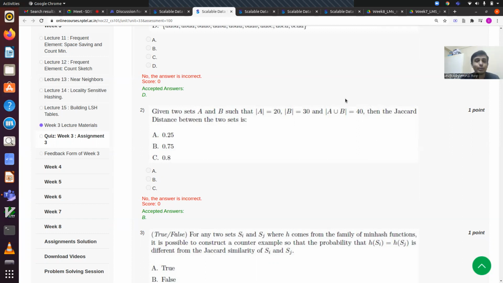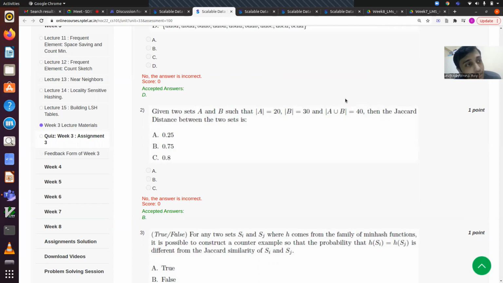Oh, okay. So here is a small thing that you have missed. 0.25 is correct, but you have to see that in the question they have asked for Jaccard distance, not similarity. So Jaccard similarity and Jaccard distance are two different things. Conceptually, what is the difference between those two?